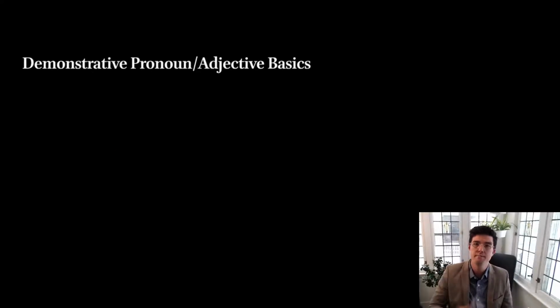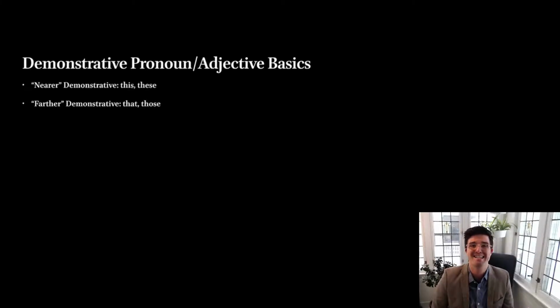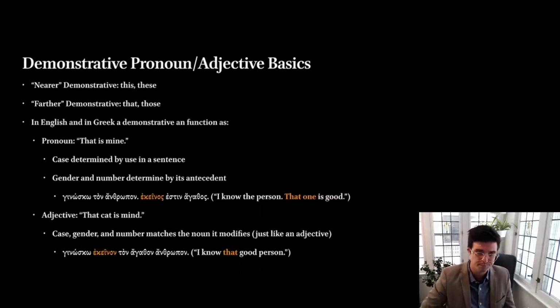And so on demonstratives in particular, we have two different kinds of demonstratives. The nearer demonstrative, which is closer to the speaker or the writer and means this or these, and then the farther demonstrative, which is farther away either in physical proximity or mentally, that or those. So you can think of this as pointing to this and that as pointing away to that. And this is where we get the names nearer and farther.